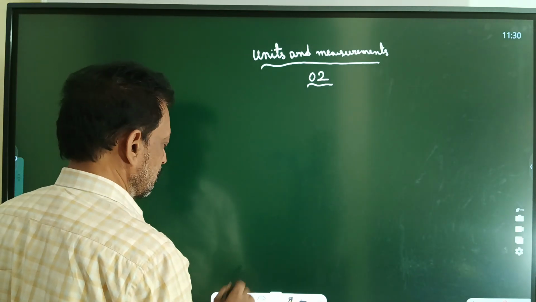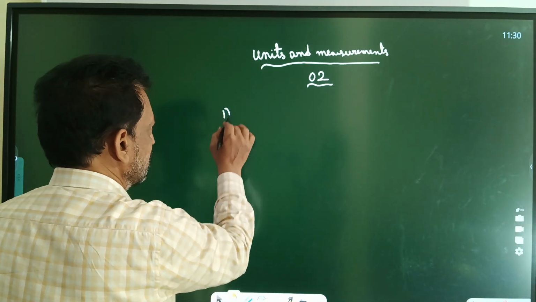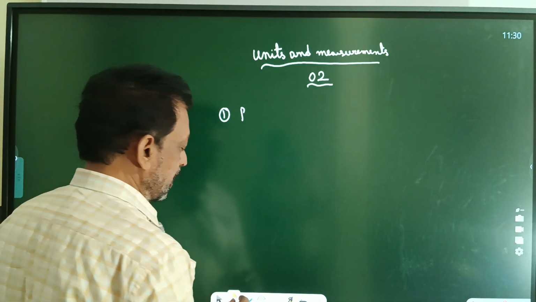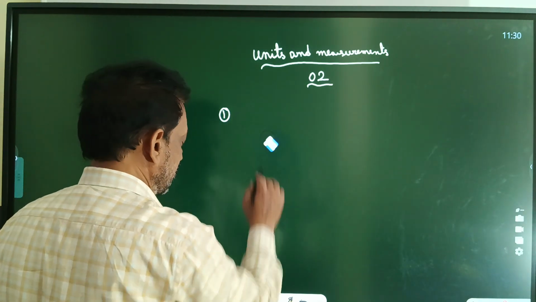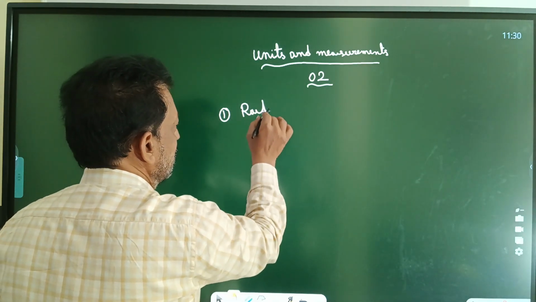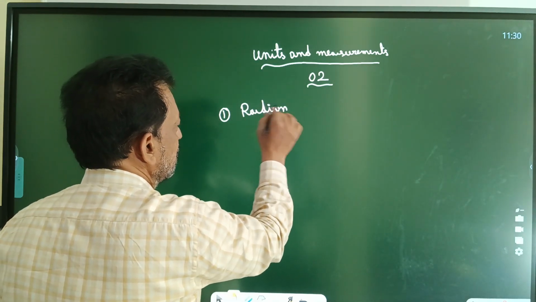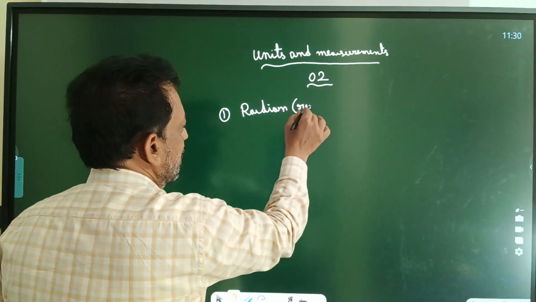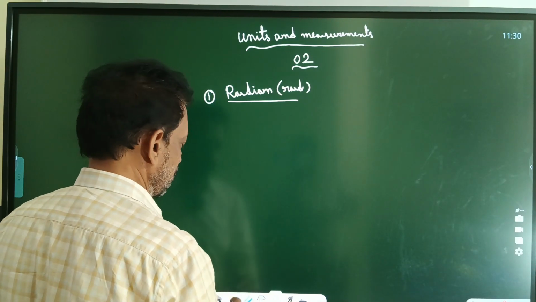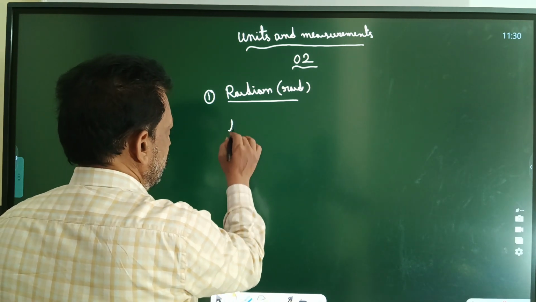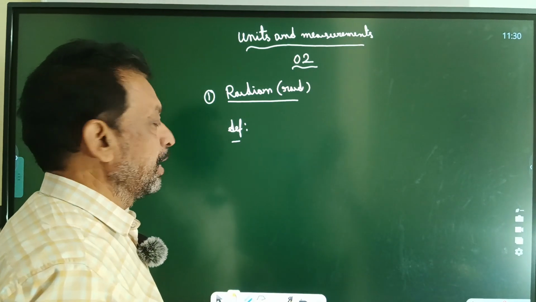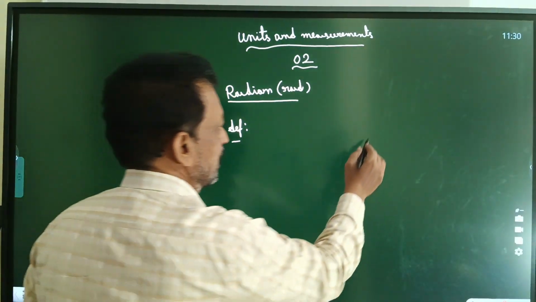In supplementary quantities, the plane angle definition. What is the meaning of plane angle? Radian. I'll have to write radian. Symbol is rad. So before going to the definition, where is the radian defined? You take a circle.